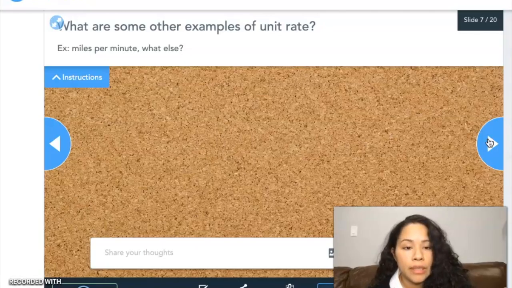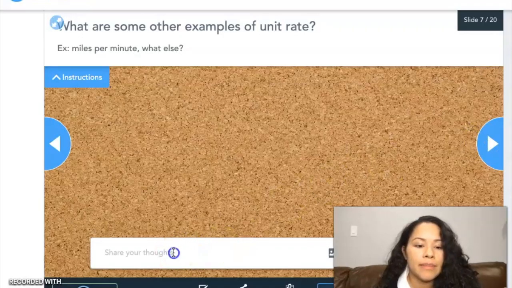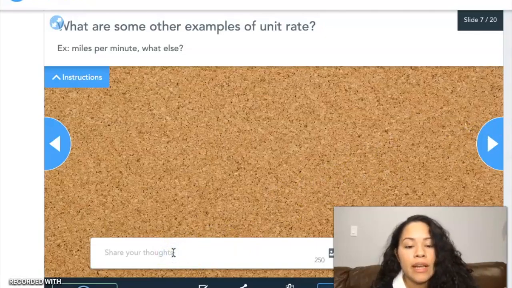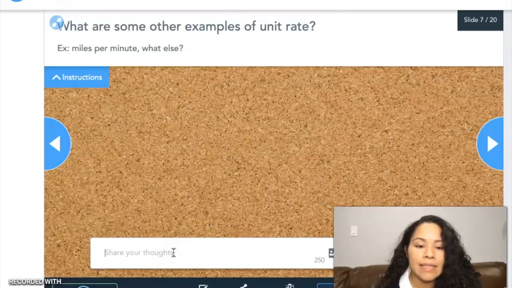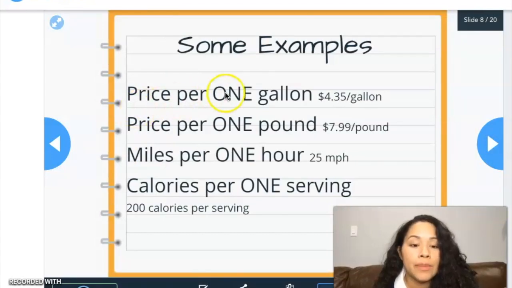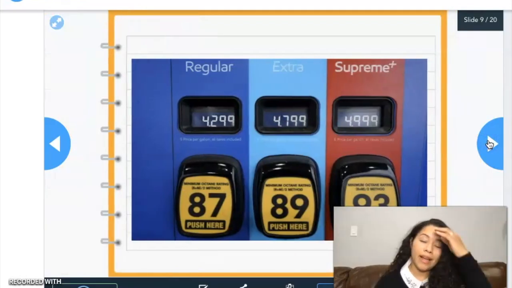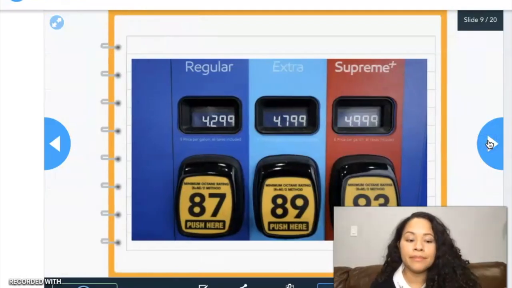So what do you think are some examples of unit rate? We just saw an example which showed us miles per minute. Now, what are some examples that you might be able to think of? Go ahead and write something in the collaboration board and we'll be able to all share our ideas. I saw some great examples there: price per gallon, price per 1 pound, miles per 1 hour, or calories per 1 serving. Now, these are things that you will be seeing a lot of in the real world. So this is why I really like this unit of math, because this is something we can really relate to, and it's going to help us a lot when we start to buy things and use our money.